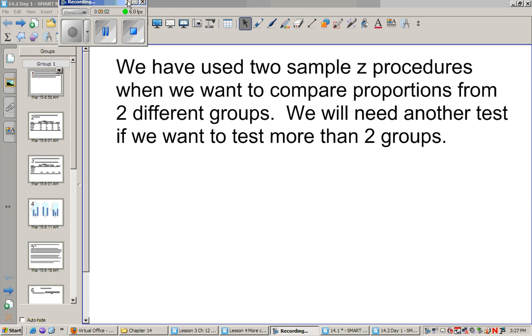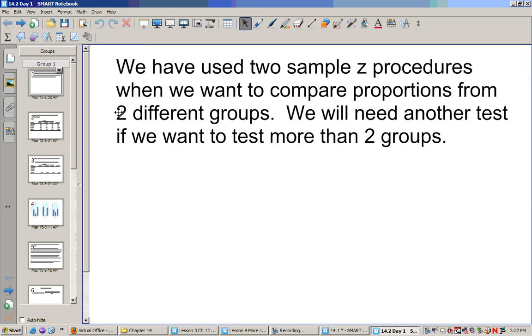Hello, welcome to 14.2. Today we're going to continue looking at our chi-square distribution. First, we want to say that we have used two-sample procedures. We want to compare proportions from two different groups. Now we will need another test if we want to test more than two groups.